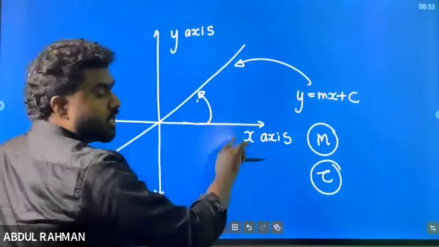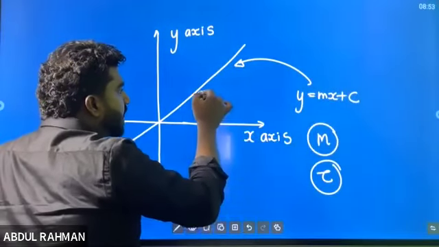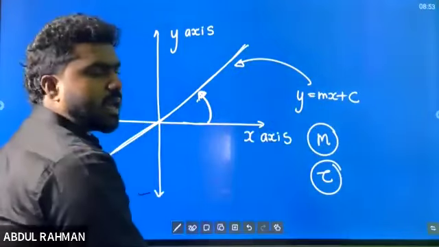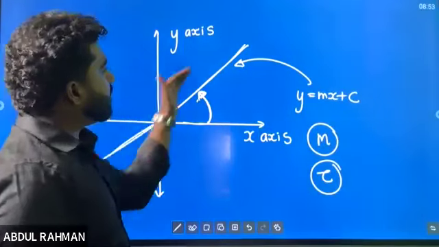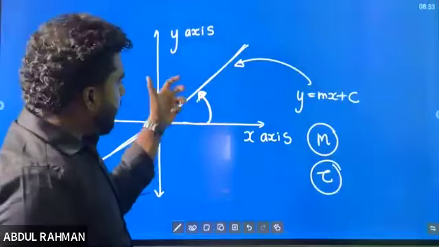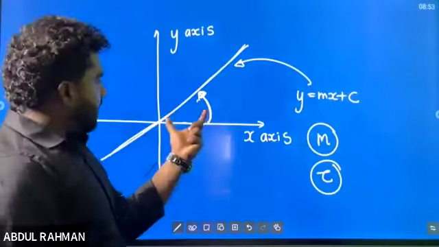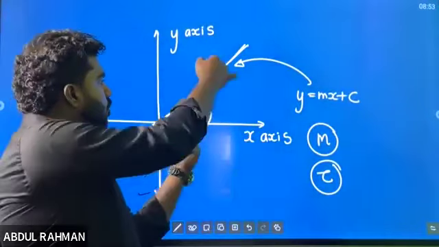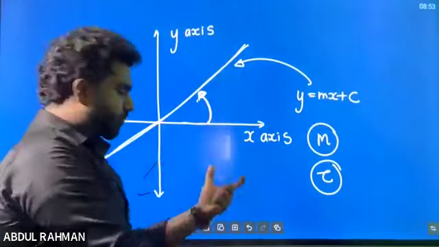Gradient means the slope that the graph is taking. Now this has a slope, right? Like climbing a mountain. I'm climbing a mountain. The graph gradient is the slope that the graph is taking.